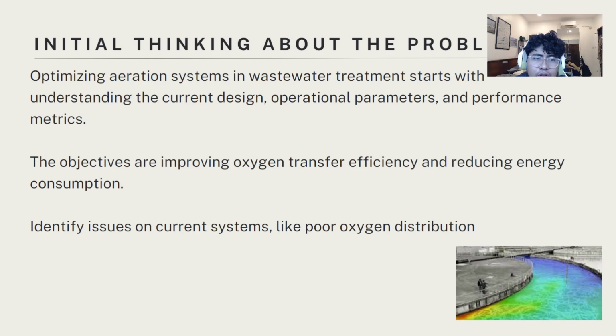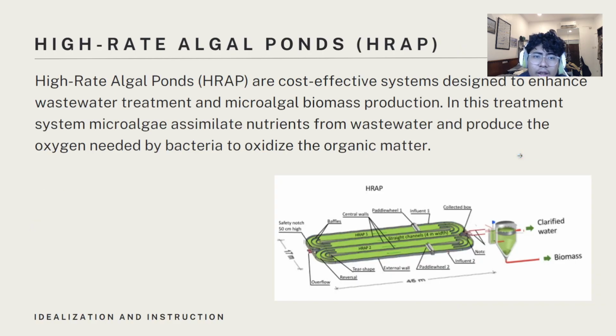So after we finished these two steps of the DAI-5 method, we move on to the final two, which is idealization and destruction, which in this video I combined. So the solution to this is high rate algal ponds, or HRAP WWT, wastewater treatment.